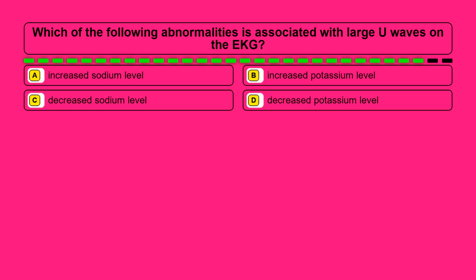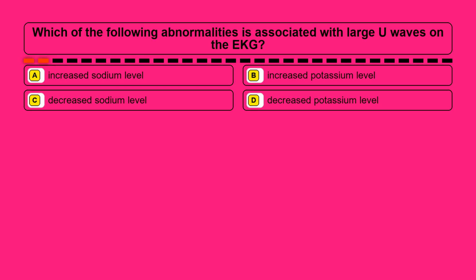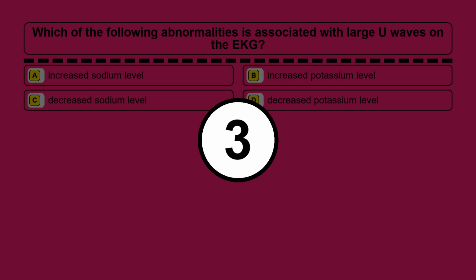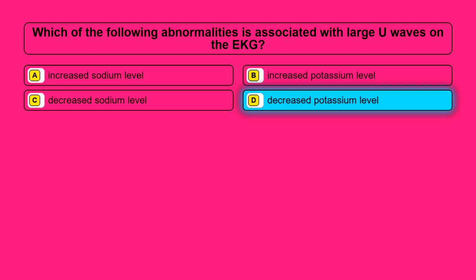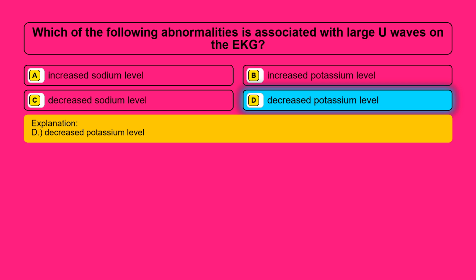Question 14. Which of the following abnormalities is associated with large U waves on the EKG? Option A. Increased sodium level. Option B. Increased potassium level. Option C. Decreased sodium level. Option D. Decreased potassium level. The correct answer is option D. Decreased potassium level.